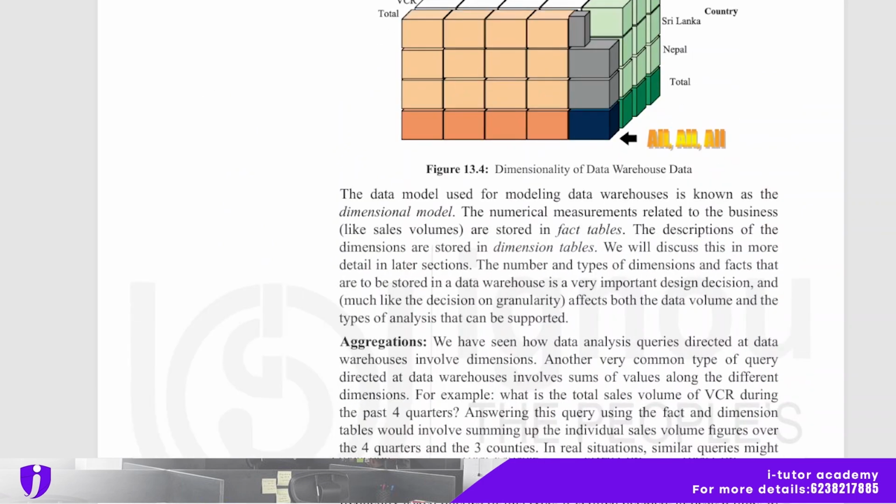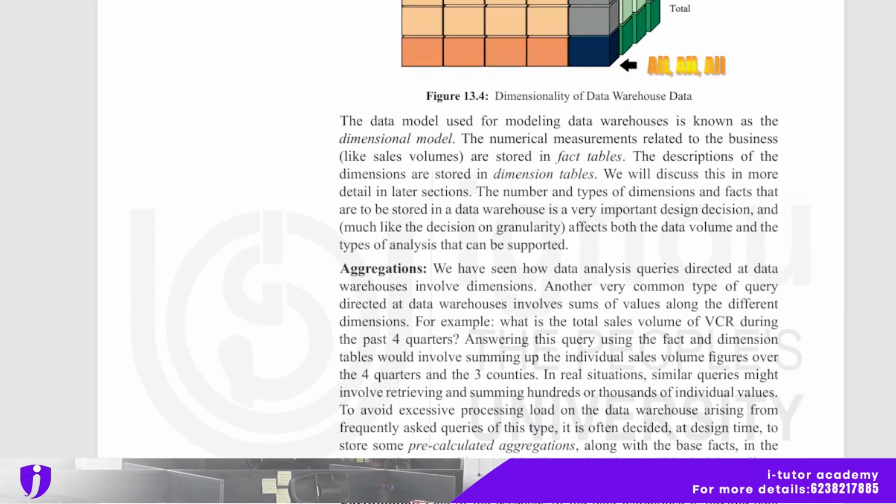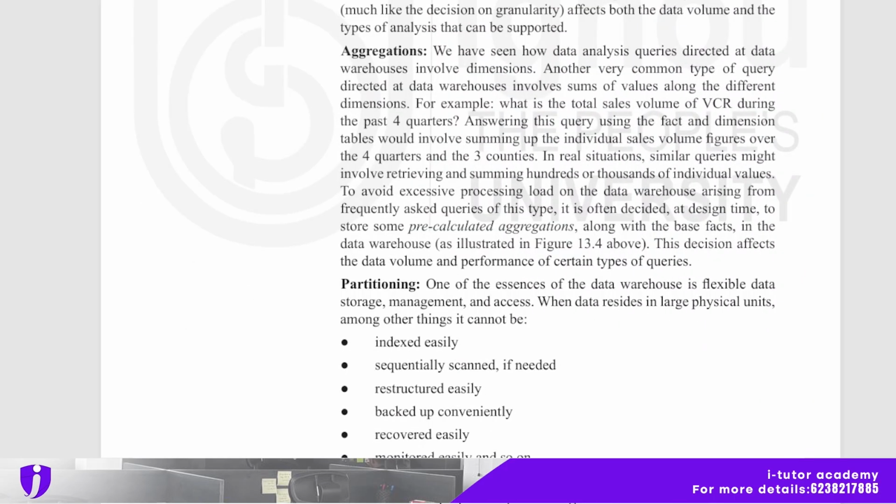The data model used for modeling a data warehouse is known as the dimensional model. The numerical measurements related to the business are stored in a fact table. The descriptions of the dimensions are stored in dimension tables, and we will discuss this in more detail in later sections. The number and the type of dimensions and facts that are to be stored in a data warehouse is a very important design decision, and affects both the data volume and the type of analysis that can be supported.